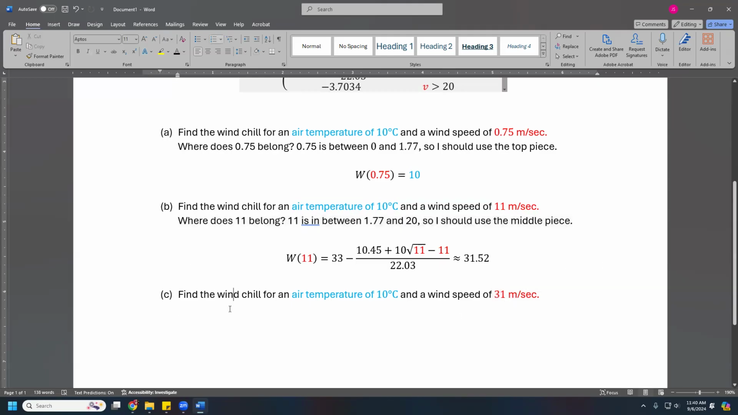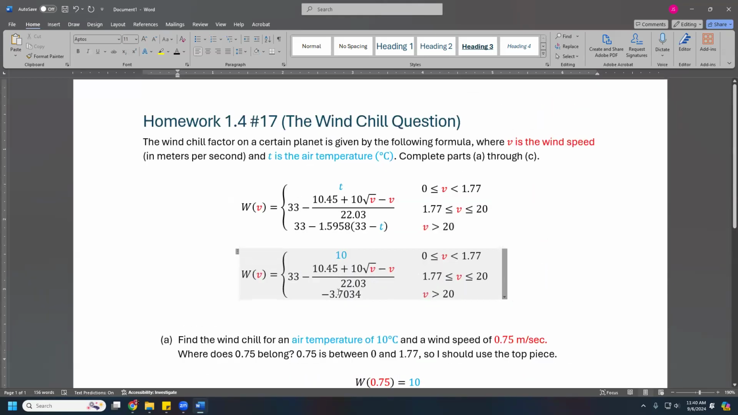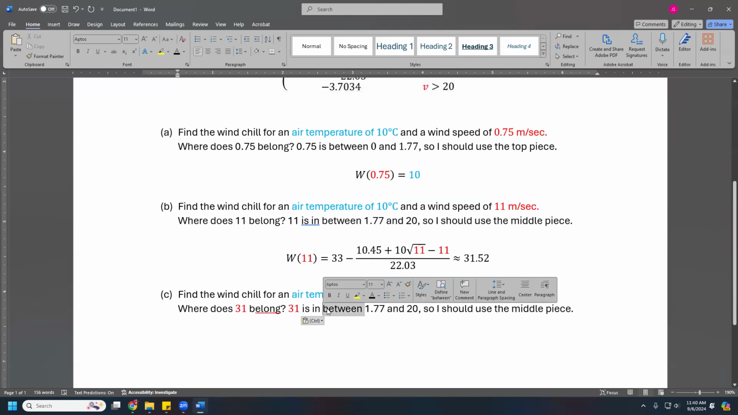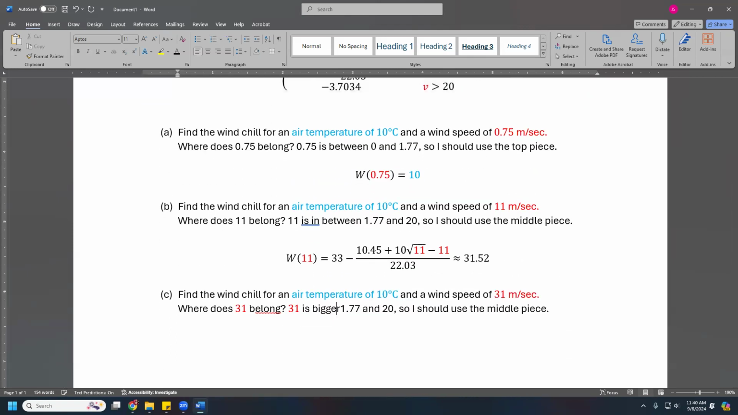So I'm going to copy paste this wording. I would ask myself, where does the 31 belong? Where does 31 live? And I'm sure we can imagine, I use the first piece, I use the second piece. This one's probably the third piece. And that intuition is right on the money because I use the third piece for V is bigger than 20. 31 is bigger than 20.